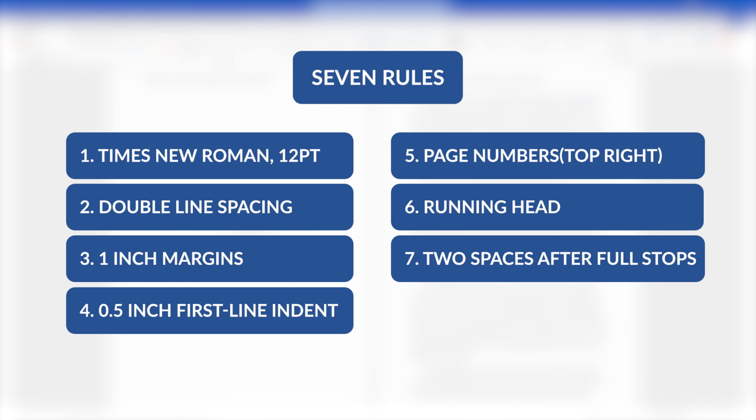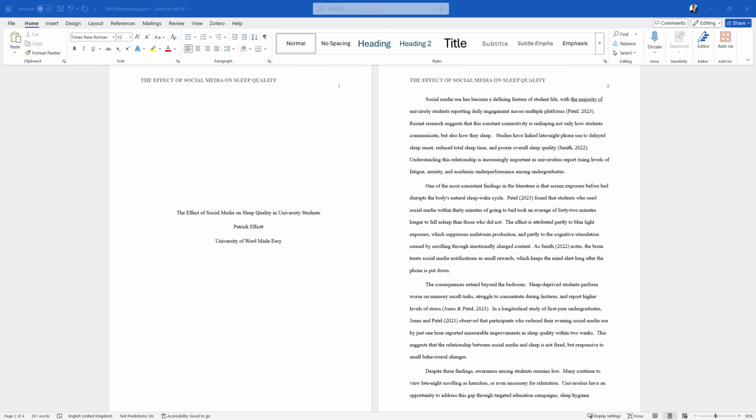One quick caveat, some universities tweak Rule 7 and a few have their own house rules on font and spacing. So always check your assignment brief first, but if you're not sure, the 7 rules I'm about to show you are the safe default. Let's get started.